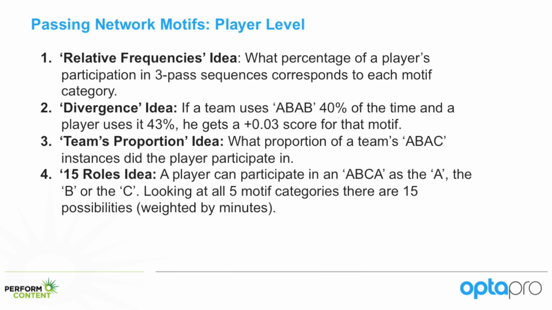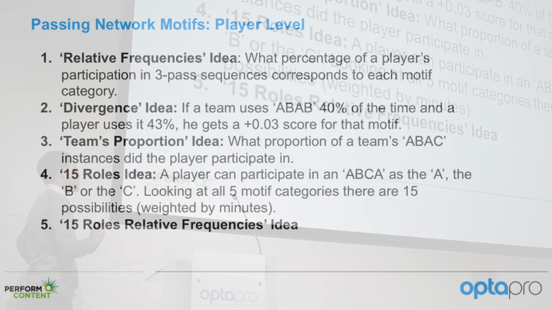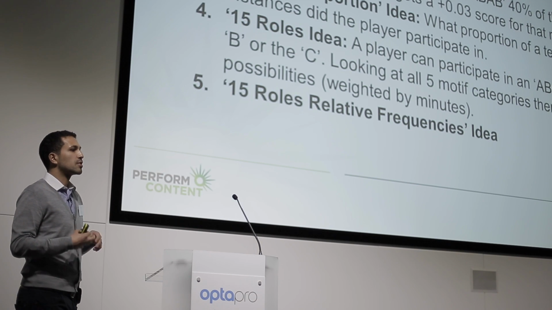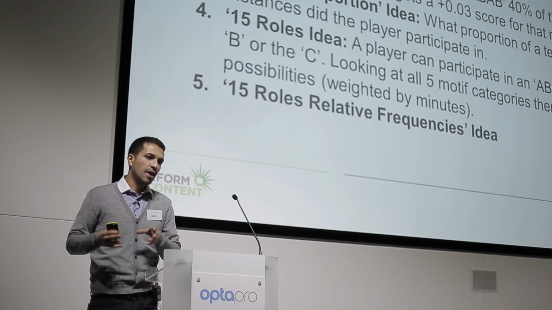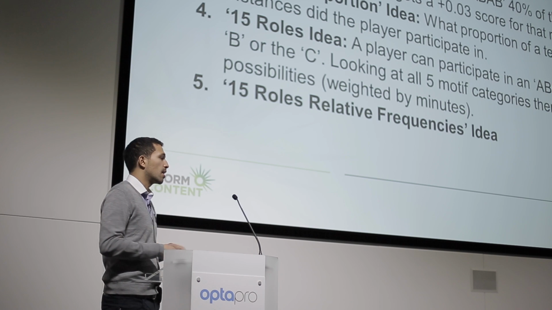Another idea is the 15 roles idea. If you think of a player participating in an ABCA sequence, he could have participated as the A player, the B player, or the C player. So there are 3 different roles he could have played in that sequence. If you look at all the 5 different categories, there are going to be 15 different roles that he could be playing. And finally, we have the 15 roles relative frequencies idea, which is the same thing, but now we're going to look at percentages. What percentage of his roles is the A in an ABAB, what percentage of his roles is the B in an ABAB, etc.